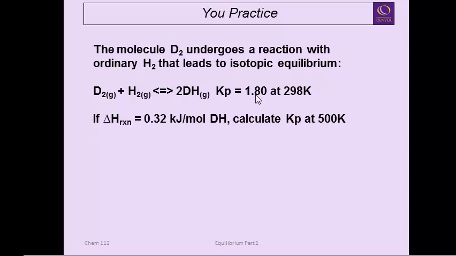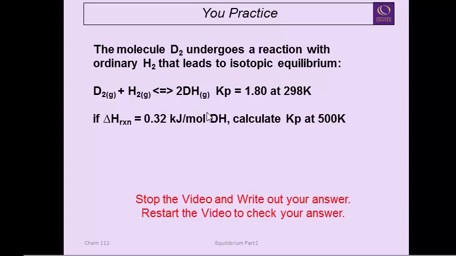It's slightly greater than 1, and it's actually a little bit endothermic, so it requires a little energy to run. So if we started off at 298 K and we had a Kp of 1.8, calculate the new Kp when you increase the temperature all the way up to 500 K. So you stop your video, walk your way through it. You might think about LeChatelier's first, just so you know which way the Kp should be going. Then set it up in the Van't Hoff equation and solve.